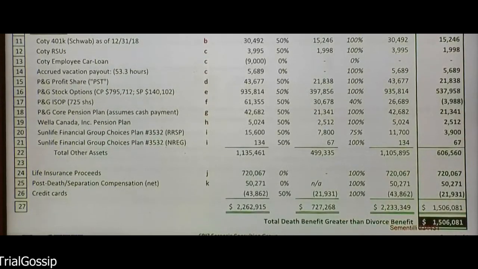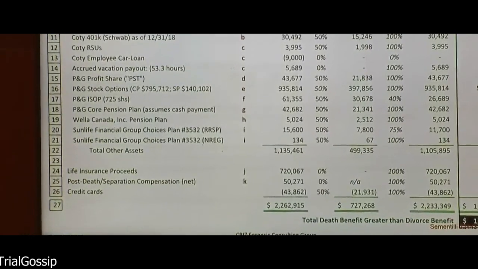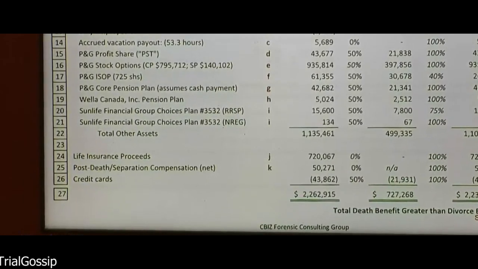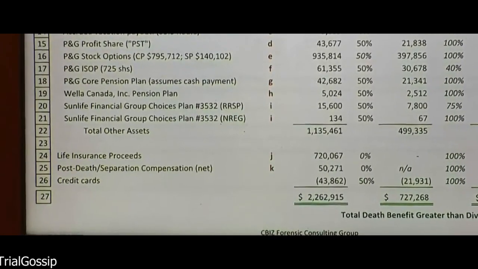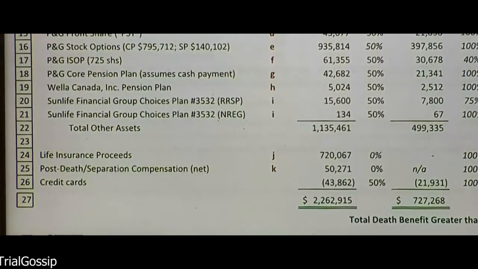And obviously in divorce, none of these are payable to Ms. Sementilli because these are all term life policies. If they had been whole life policies that had cash surrender value, that would not be the case, but they did not have whole life policies. So therefore, it's zero in a divorce scenario, or the full amount on death. That's correct. And these, I think, primarily related to employment policies.